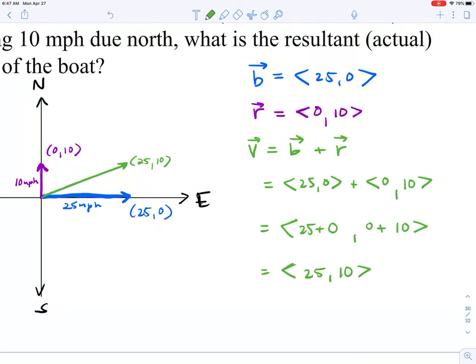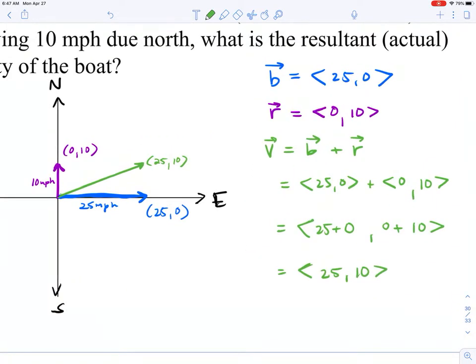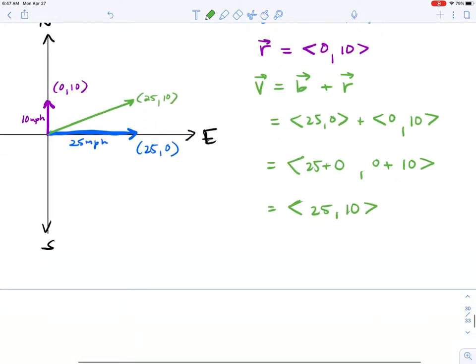But just knowing the horizontal and the vertical components of the resultant vector doesn't really help us with describing the velocity of the boat, right? Like what does that mean that there's a horizontal component of 25 and a vertical component of 10? So why don't we find the magnitude and also the direction of this resultant vector? I'm going to give myself a little bit more space by adding a page.